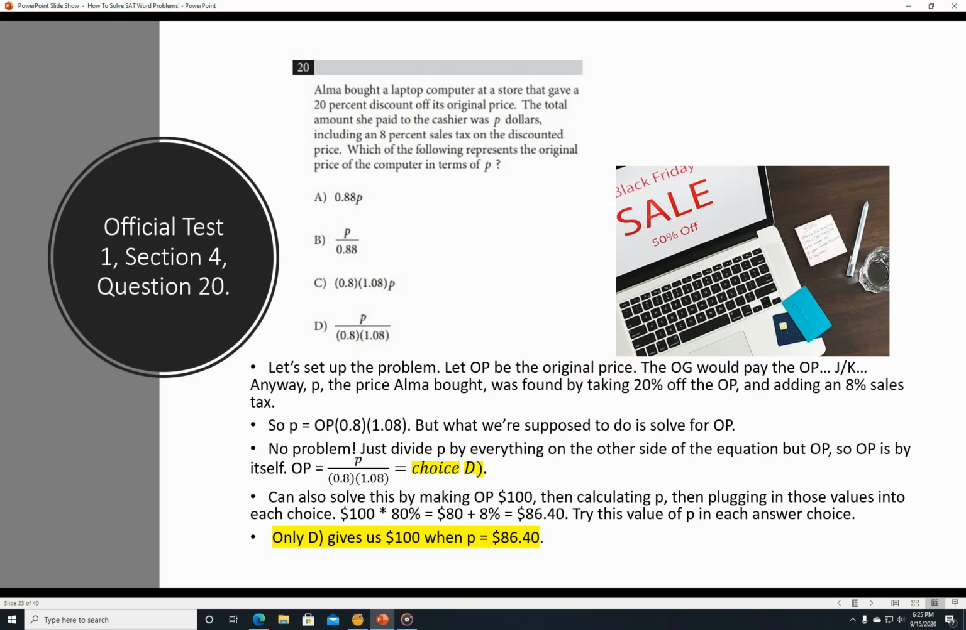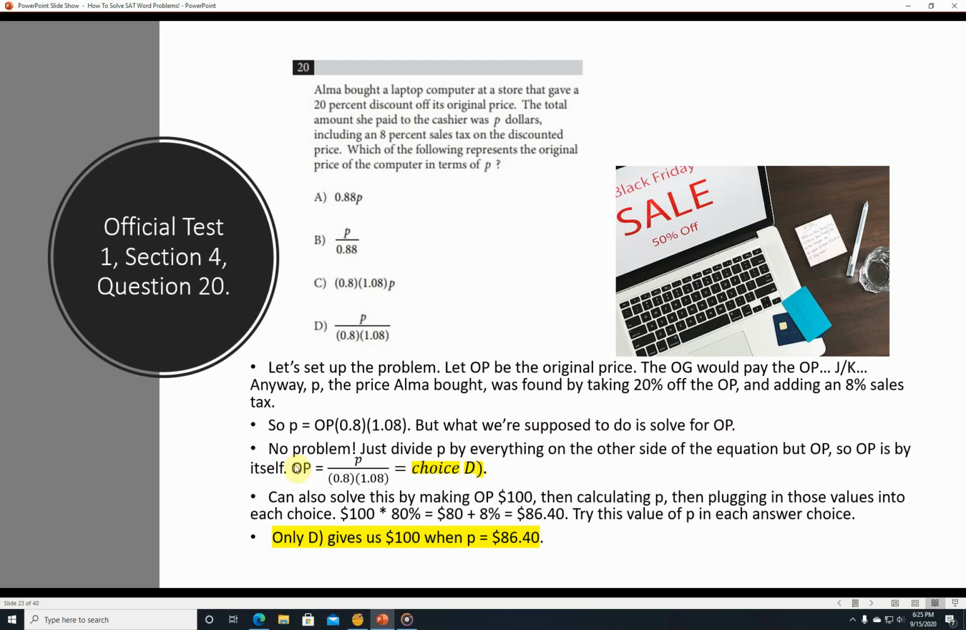Anyway, P, the price Alma paid, would be found by taking 20% off the OP and adding an 8% sales tax. So P is equal to OP times 0.8 times 1.08. But what we're supposed to do is solve for OP. No problem. So we just divide P by everything on the other side of the equation but OP, so OP is by itself.